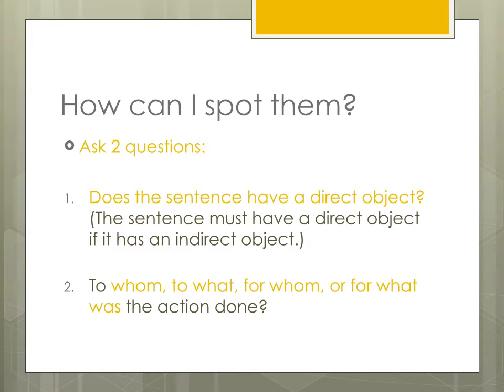So how can I spot them? Ask two questions. Number one, does the sentence have a direct object? So every sentence must have a direct object if it's going to have an indirect object. Second question, to whom, to what, for whom, or for what was the action done?